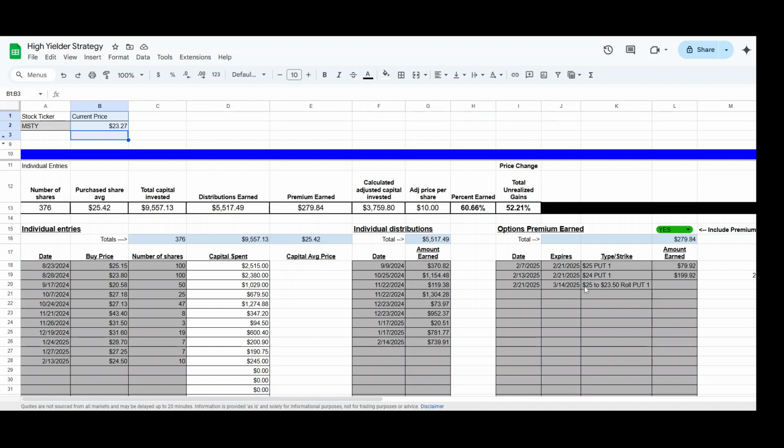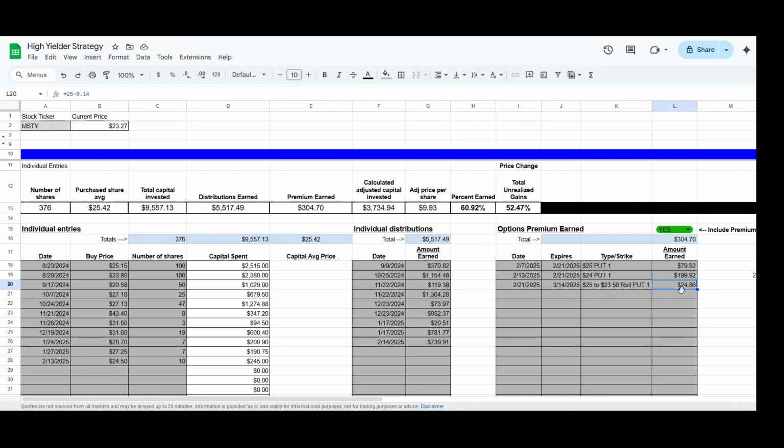But for rolling this 25 to 23.50, I did earn a total here of $25. Now that $25 minus my transaction fee of 14 cents would give me a total of 25 minus 0.14. So therefore, that's $24.86 that I earned for rolling that put.